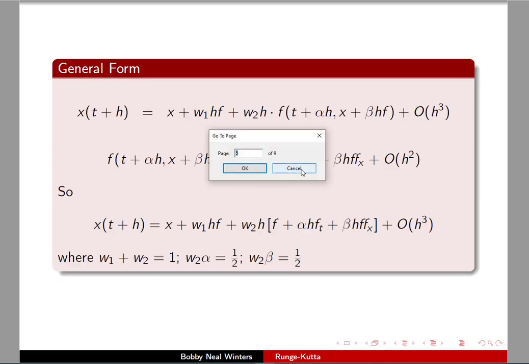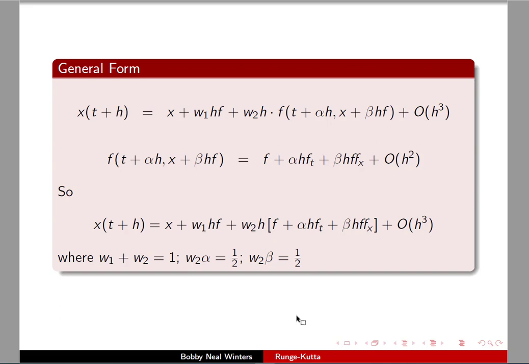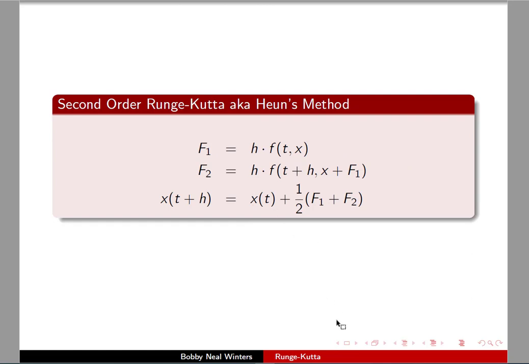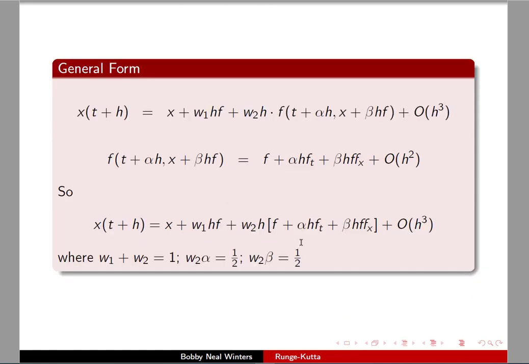So we cancel. We can take this and just loop it, and it gives us Heun's method. Now, we can go more general on this.